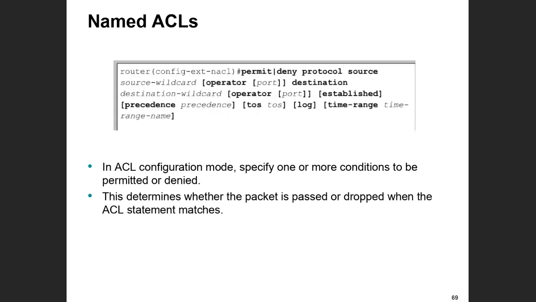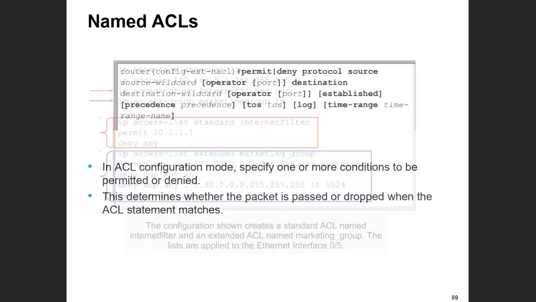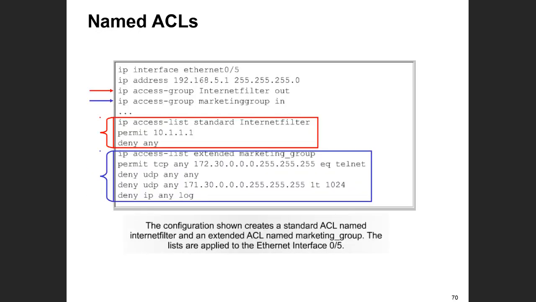So that way, instead of having just a crazy number, what does that mean? You can make up a mnemonic name like internet access or deny telnet, or whatever name you want. So in named access control lists, other than that name process, it's going to be the same thing of source address, destination address, protocols that become filtered or permitted.